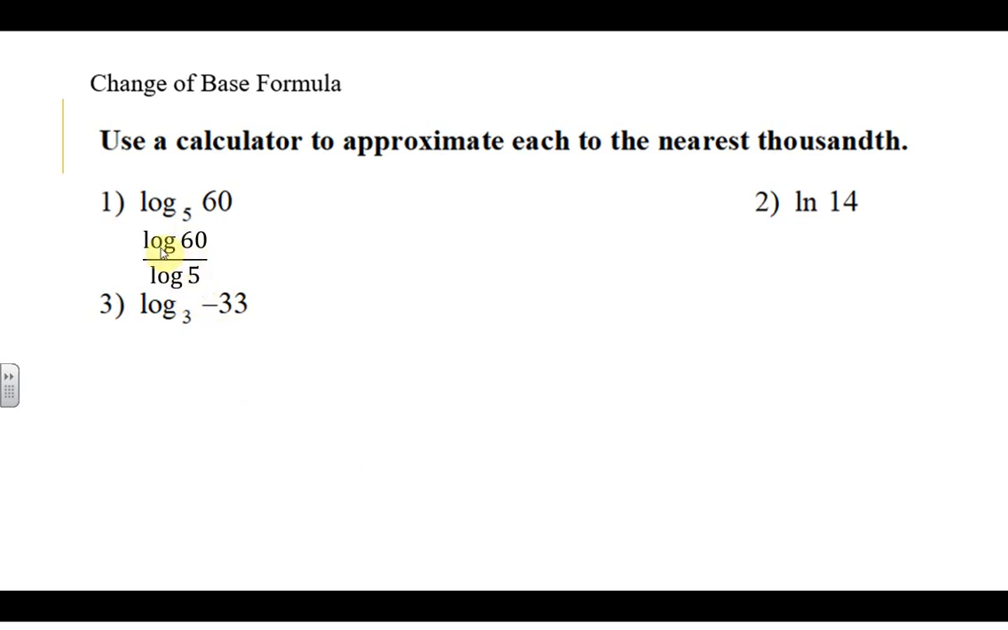It's kind of like dropping the base. So you get the exponent that you can raise 5 to get 60. That's what it will look like in your calculator.